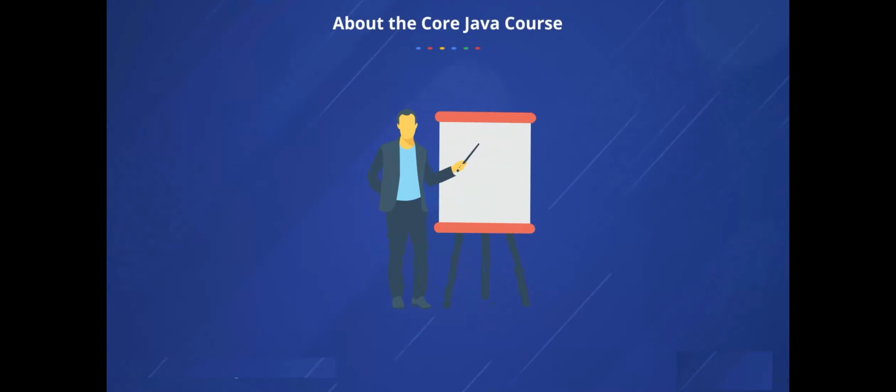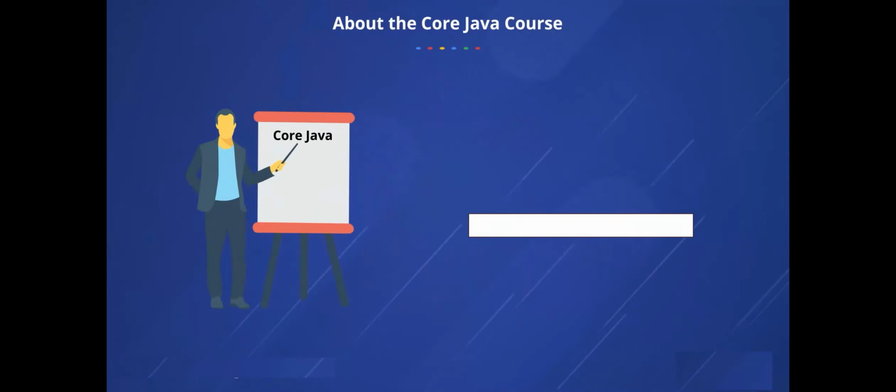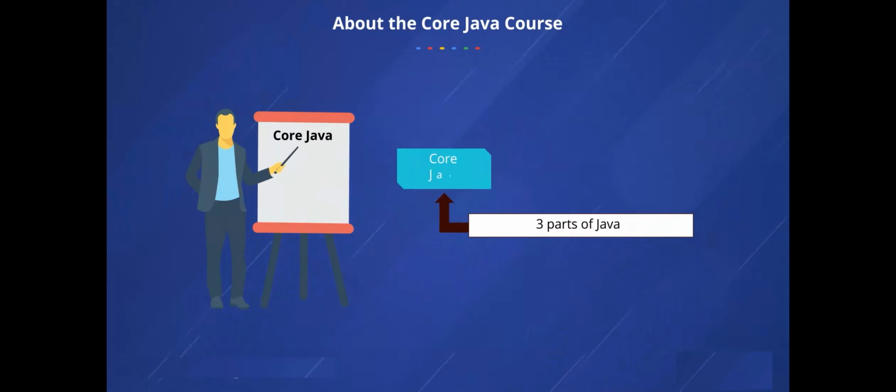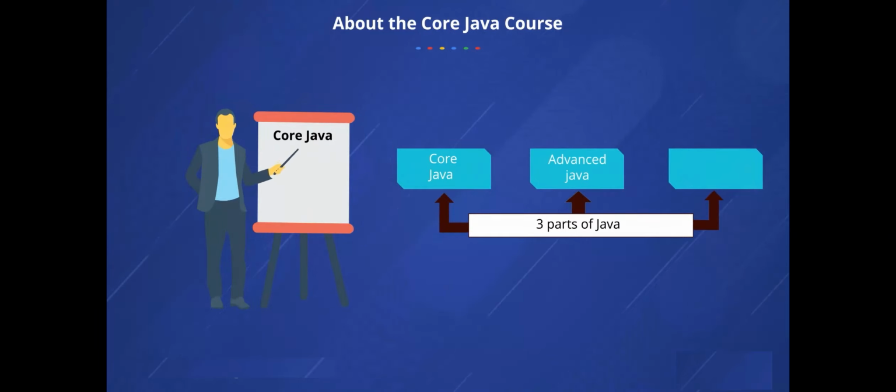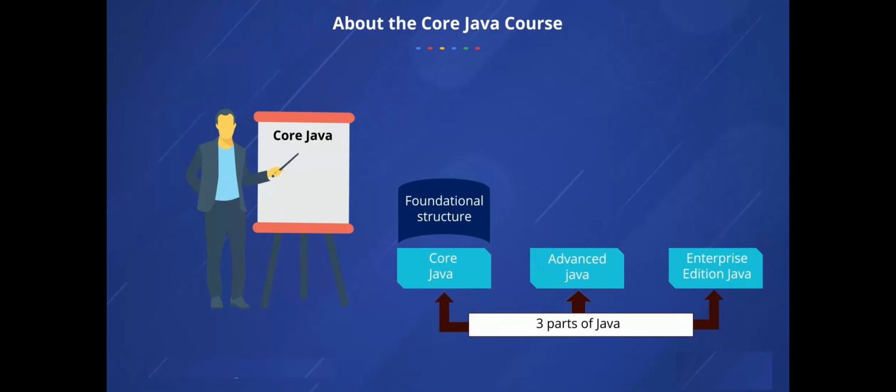And in this course, we will learn about core Java. When I say core Java, there are 3 parts to Java at a high level: core Java, advanced Java, and enterprise edition Java. Core Java completely covers the foundational structure which you need so that you can program in Java.